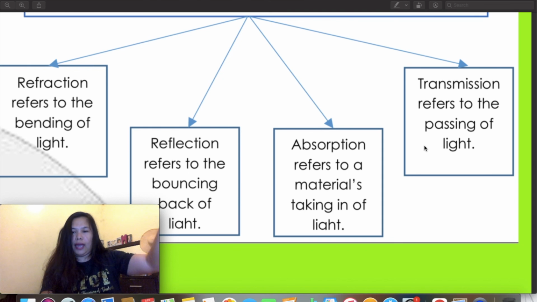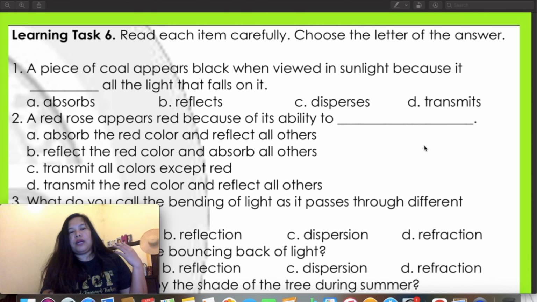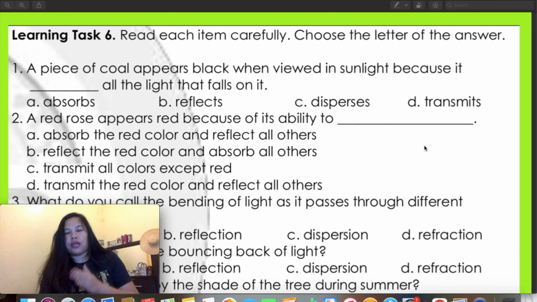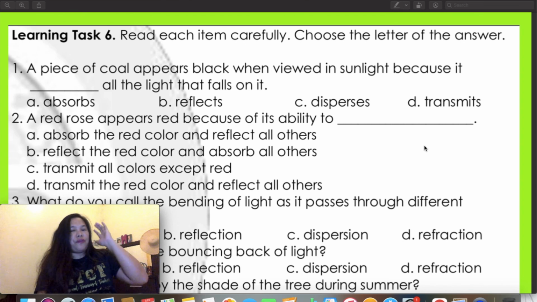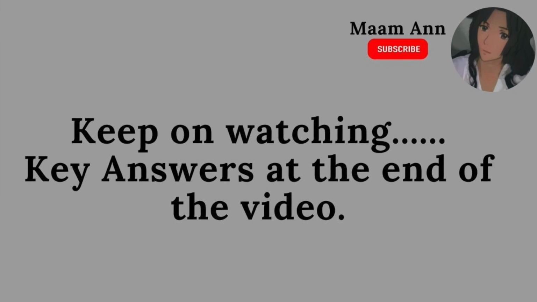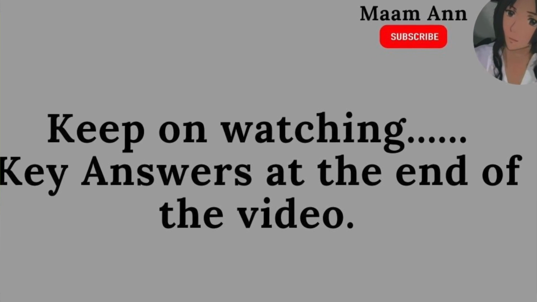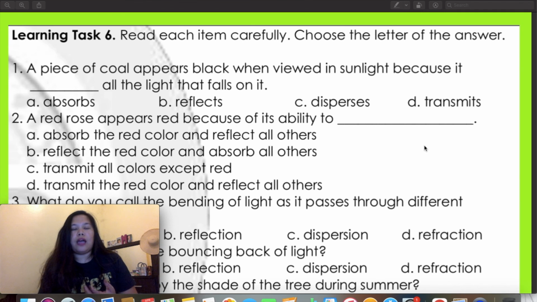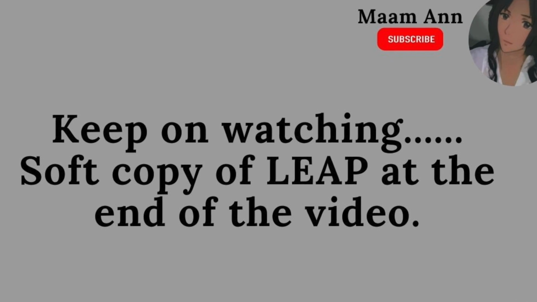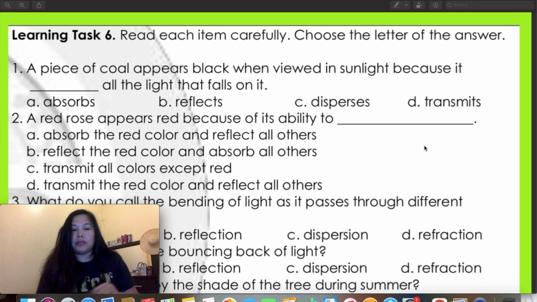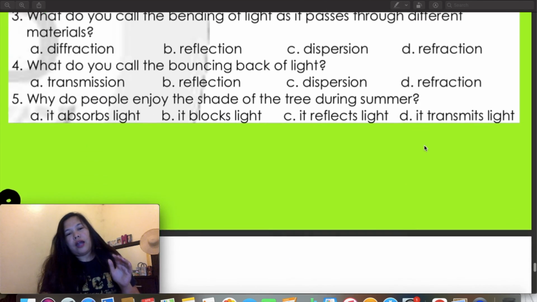Okay? Then, on our learning task 6, read each item carefully, choose the letter of the correct answer, or write the answer. Write the letter of the correct answer in your answer sheet. Or, if you have printer sa bahay, I have the soft copy, you have to print, and then you have to write or use that LAS para masagutan nyo yun. So, there are 5 questions.